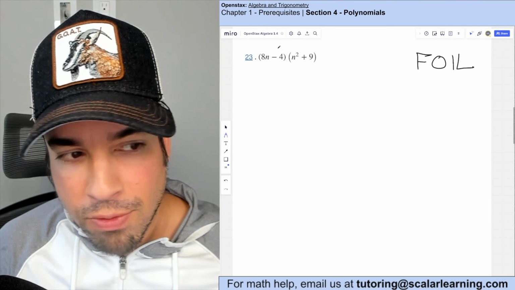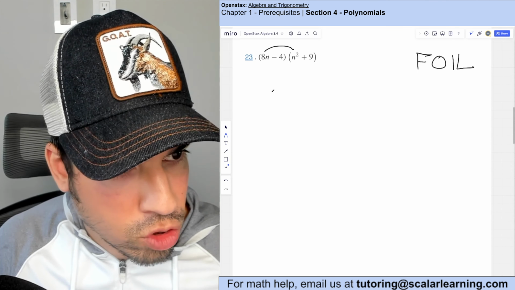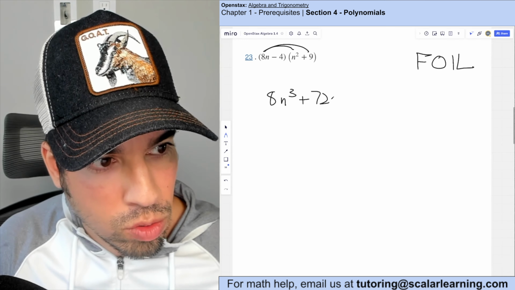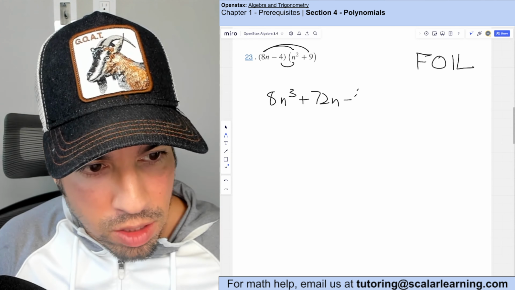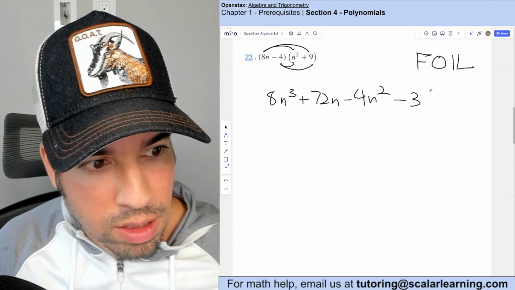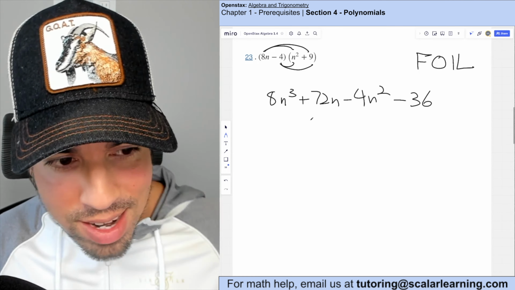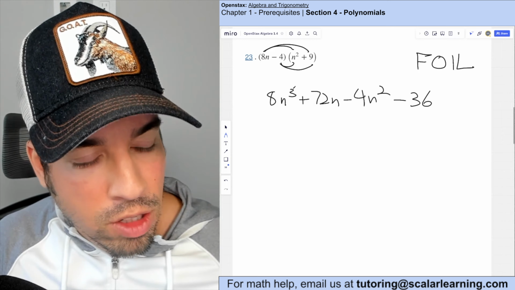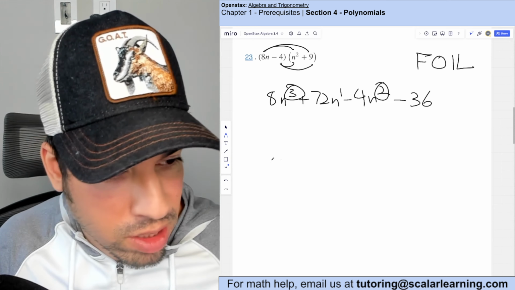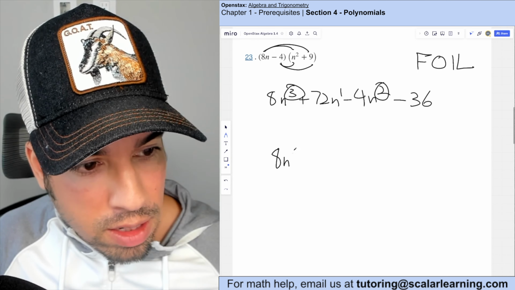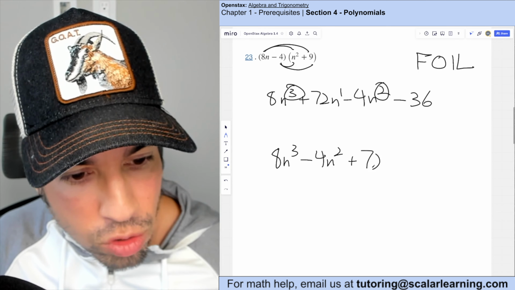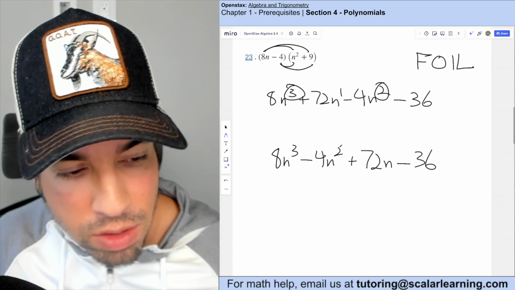All right, once again, we're going to use FOIL, and we're going to do the first terms, 8n times n squared, which is 8n cubed. 8n times 9 is 72n. Negative 4 times n squared is minus 4n squared. And then minus 4 times 9 is negative 36. Now here we have no like terms, so we can kind of leave it as is, but it's usually good form to have the degrees kind of going down like 3, 2, and then there's a 1 here, and then negative 36. So I'm going to rewrite it as such. 8n cubed minus 4n squared plus 72n minus 36 for the win.